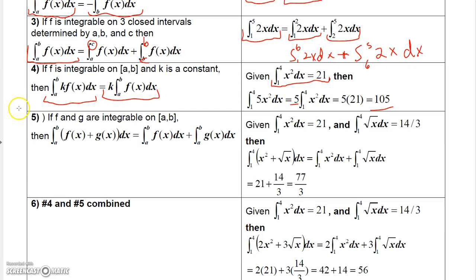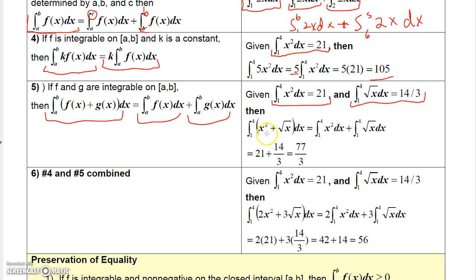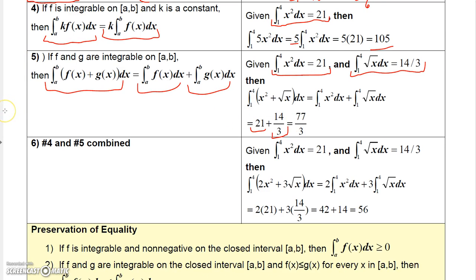And then also, if you're integrating from a to b the sum of two functions, that's going to be the sum of the two definite integrals. So for instance, if you knew that the integral from 1 to 4 of x squared dx is 21, and the integral from 1 to 4 of square root of x is 14/3, then if you wanted to integrate x squared plus square root of x using the same limits 1 to 4, it's going to be 21 plus 14/3, and if you add those together, you get 77/3.